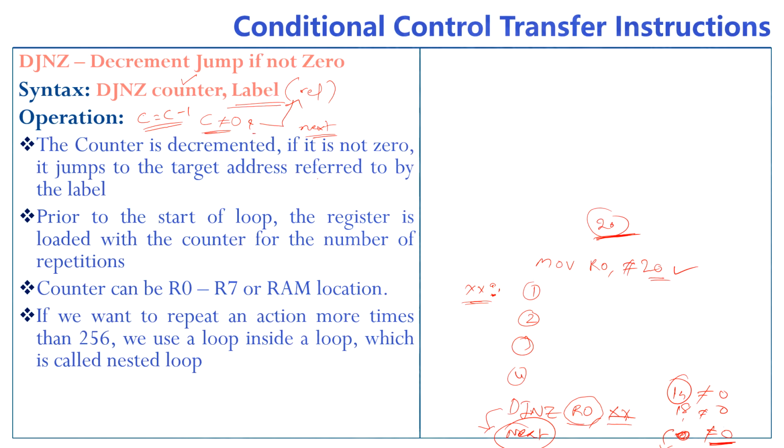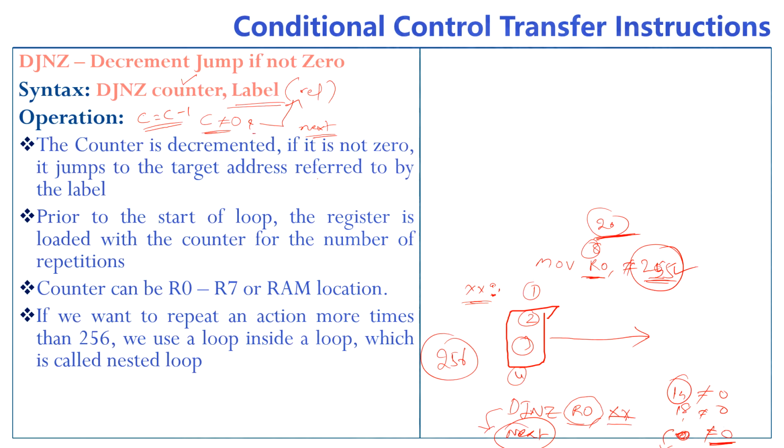If you want to repeat an action more times than 256, we can use a loop inside a loop, which is called a nested loop. Suppose in some cases we need to repeat these two instructions further. Here I used a counter. This counter is an 8-bit counter, so the maximum value I can place here is 255 only. That means this loop can be executed 256 times. But I need to repeat these two instructions further.